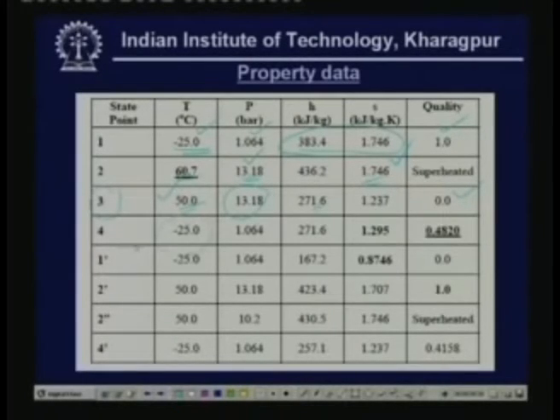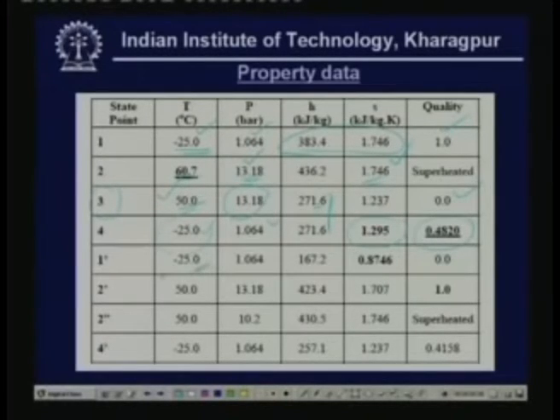Point 4 is the exit of the isenthalpic process. So, the enthalpies are the same at point 3 and point 4, which is known to us, and we know that the temperature is minus 25, which is the same as the evaporator. Pressure is also known to us. So, from this we can find out the entropy, and you can also find out the exit quality from these enthalpies.